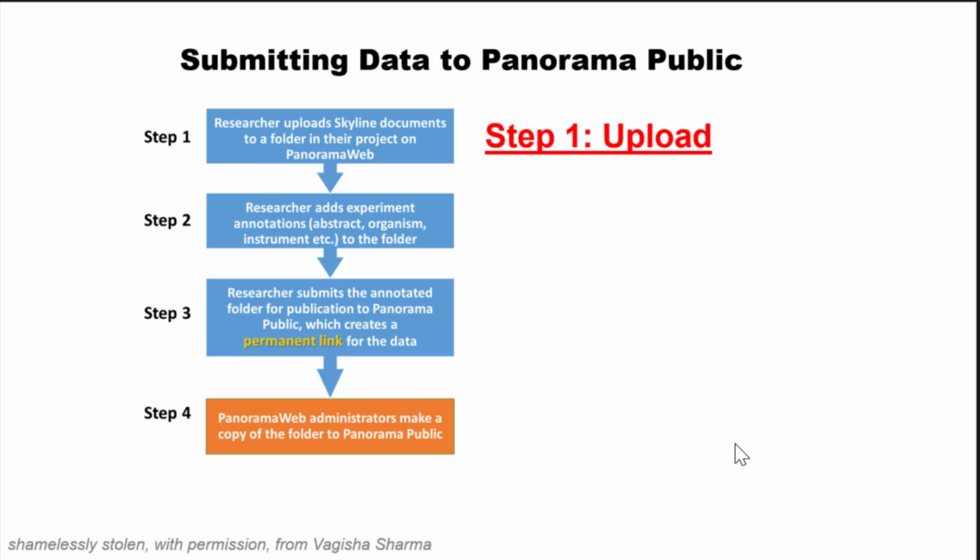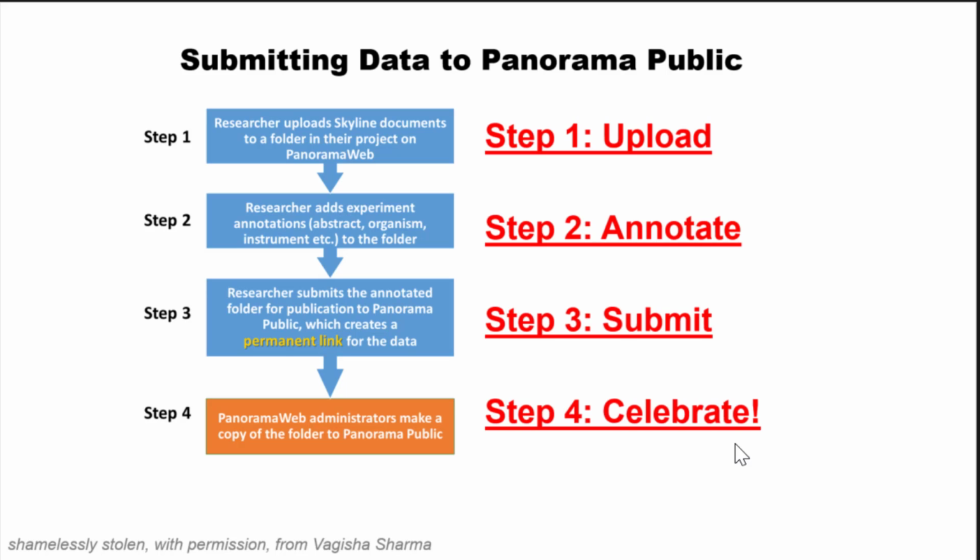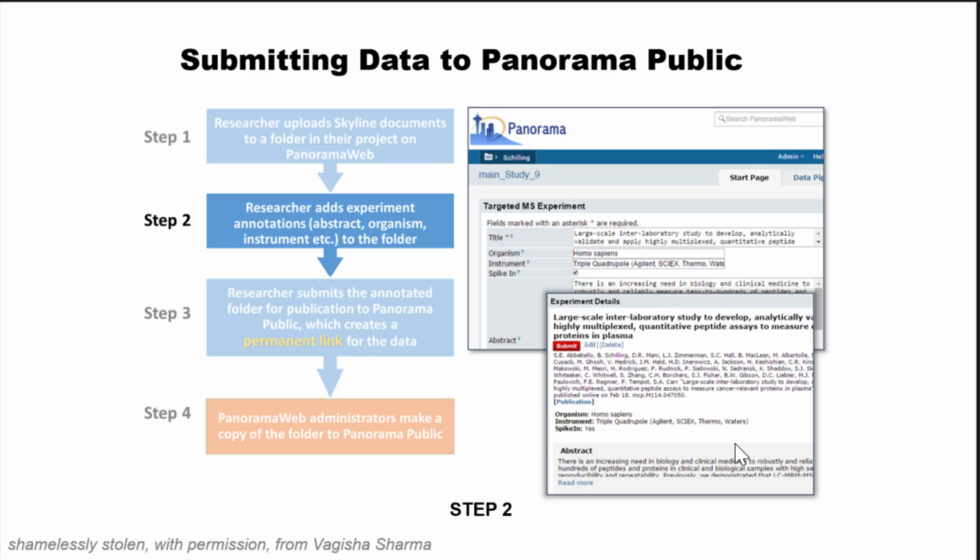So just the 4 steps: you upload, you annotate, you submit, and then that's it. It took me a little bit to get sold on the idea, but once I did it the first time, it seems really, really simple. Once you get your project in there, for the annotations, you just add a title for whatever your project is, the organism, the instrument. If you did any spike in, it's just a checkbox. So if you use internal standards, you would just check the box.